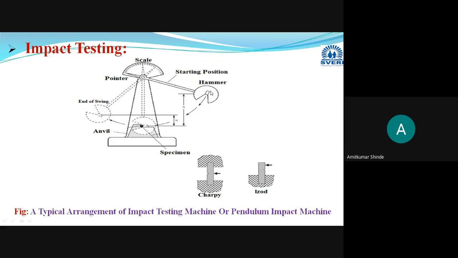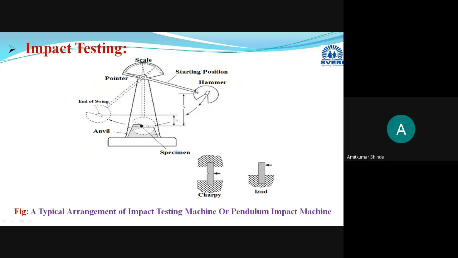this hammer is released. Suddenly you have to release it, and it will impact on this test specimen, and one swing of the hammer will be created. After impacting on that test specimen, it will travel a certain distance, and at that particular distance you have to mark this distance.